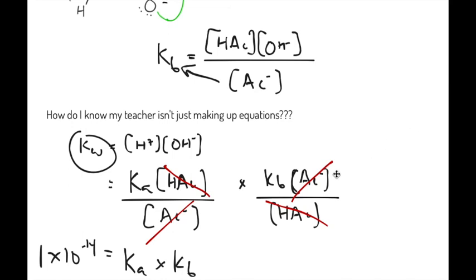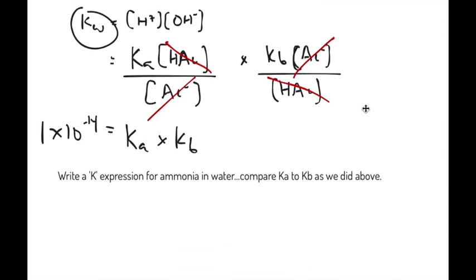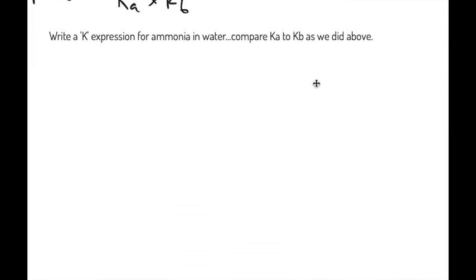So if that's okay so far, then what I'd like you to do is try writing your own K expression for ammonia in water. You want to compare the Ka to the Kb value by multiplying them as we did above. A whole lot of stuff should cancel out, and you should essentially prove that Kw equals proton concentration times hydroxide concentration. When you're done, look at the answer.